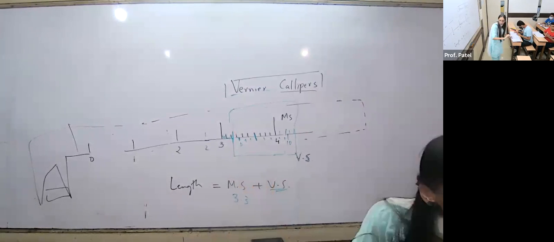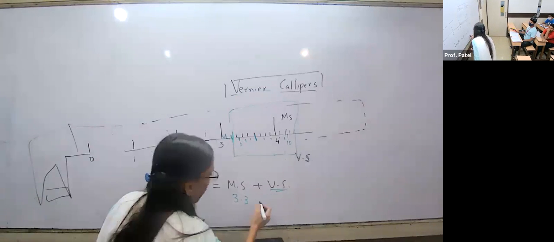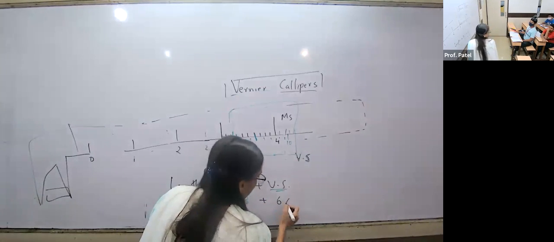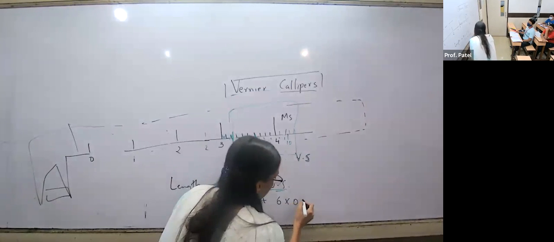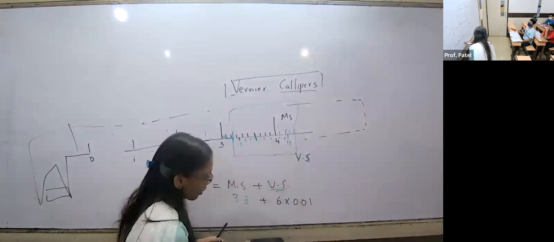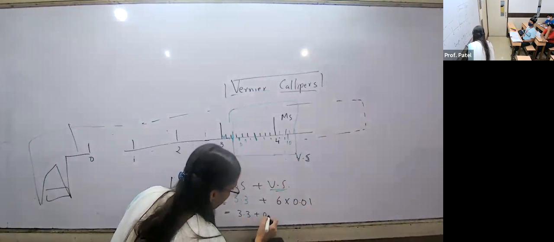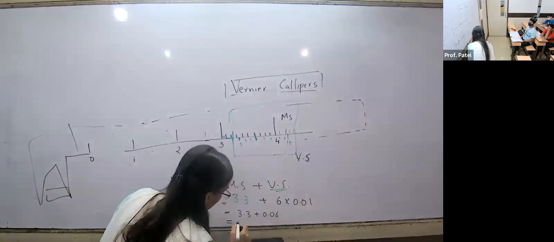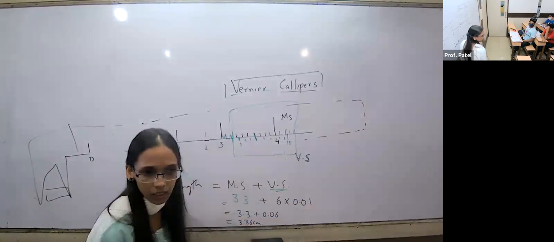Let's presume it's this next one. Then we say 6 multiplied by my least count, 0.01. 3.3 plus 0.06. My answer would be 3.36. Is this clear to you?